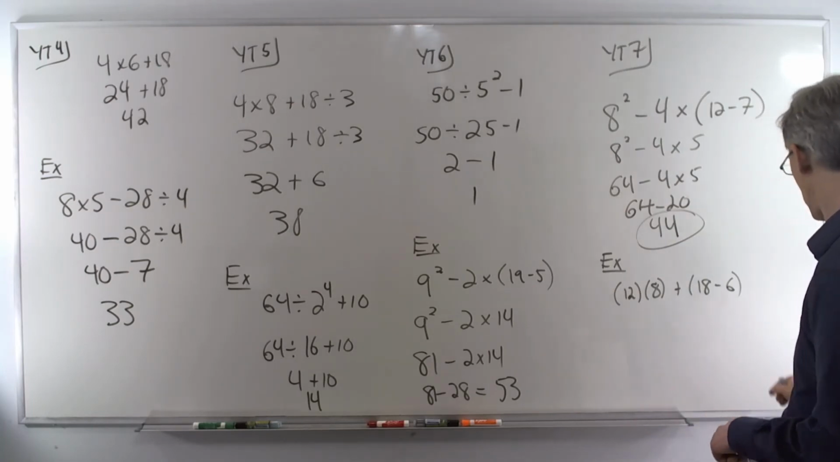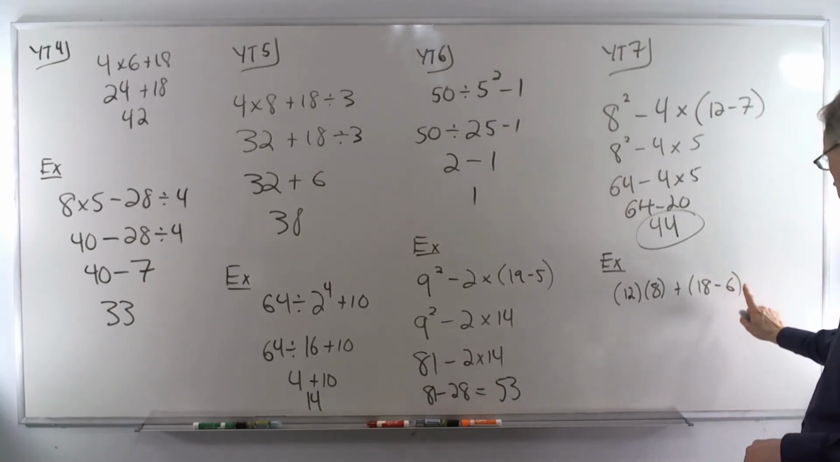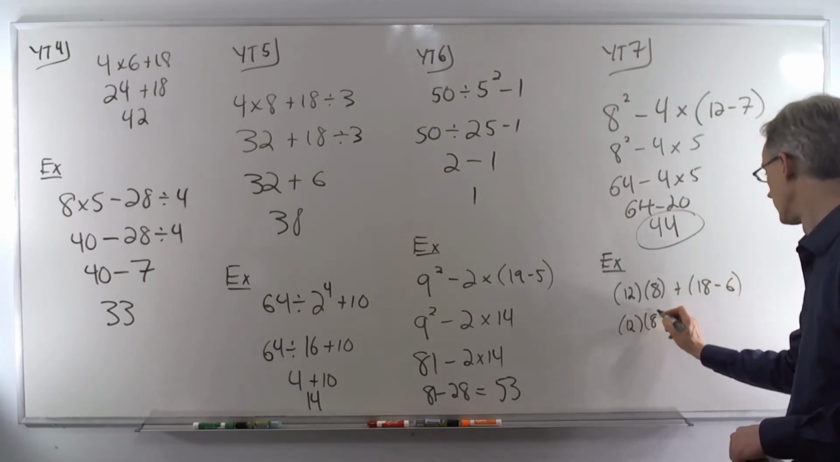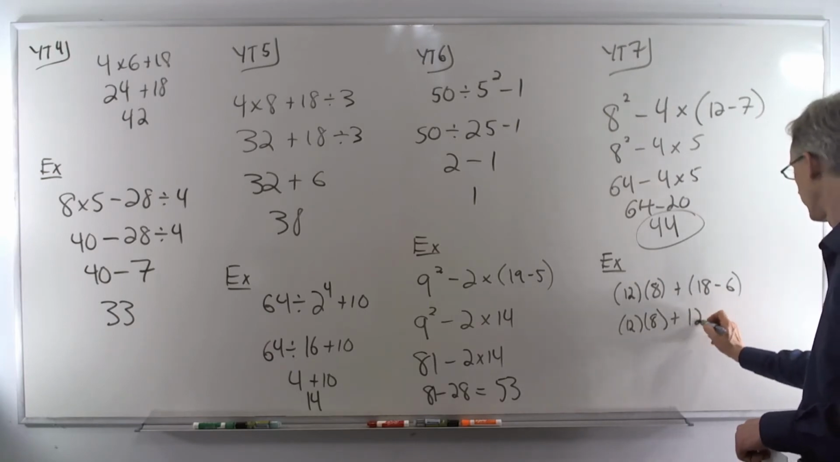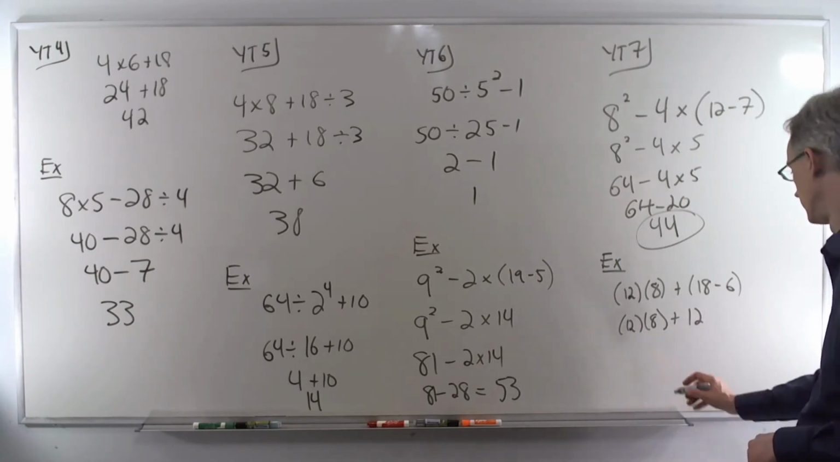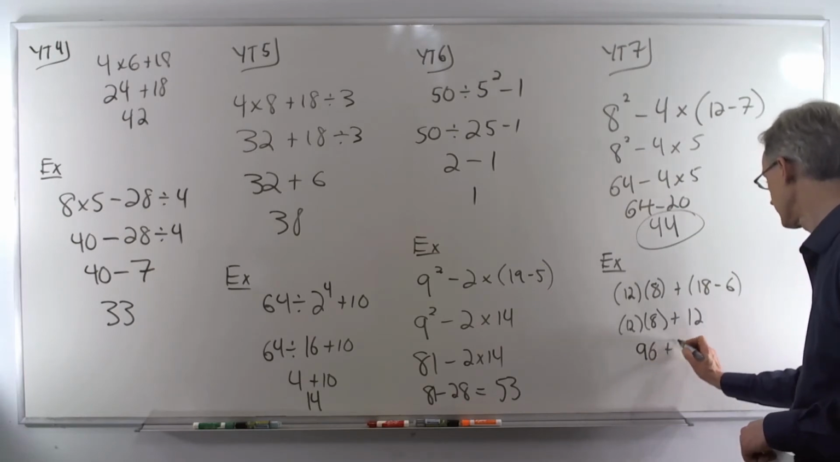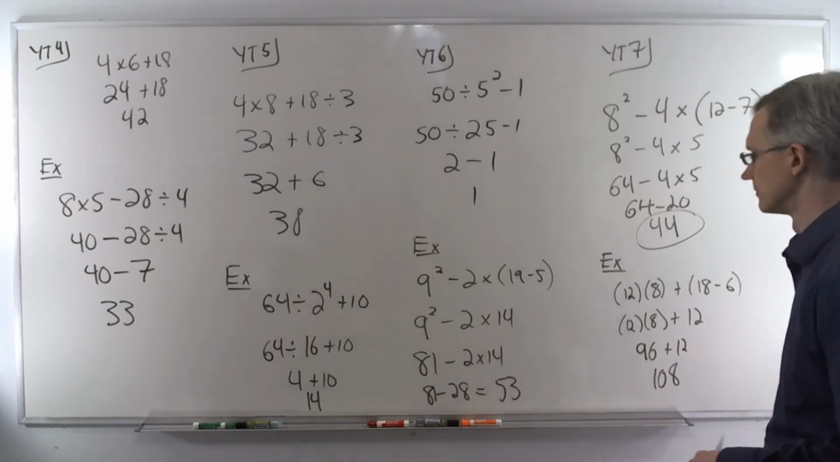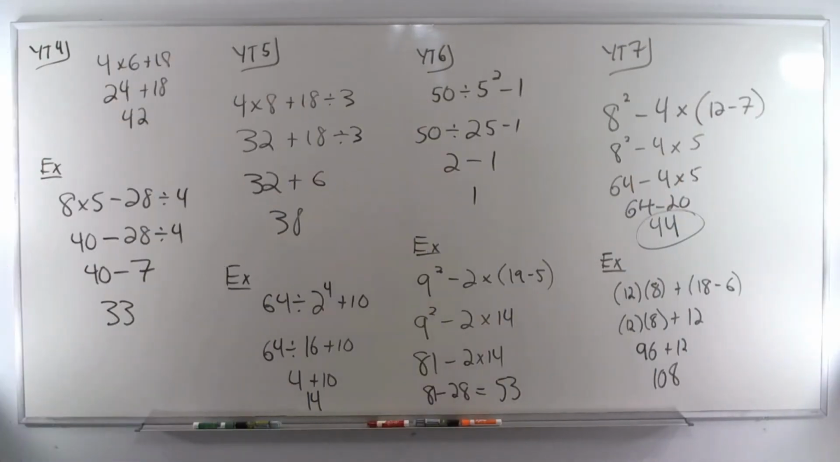All right, next up, we've got multiplication, addition, and parentheses. We'll do parentheses first. 18 minus 6 is 12. And over here, we'll do this multiplication. So 12 times 8, that's 96. And finally add them together to get 108. That brings us to your turn number 8.